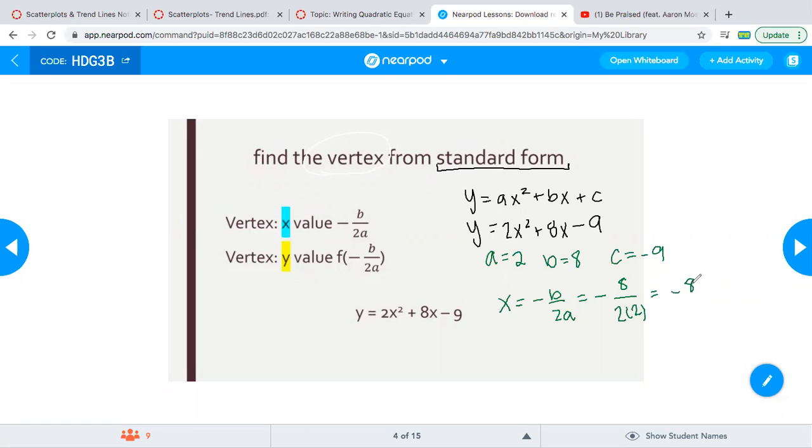So negative 8, 2 times 2 is 4. So negative 8 over 4 would give me what? Negative 2. So my vertex, the x value of my vertex is at negative 2.